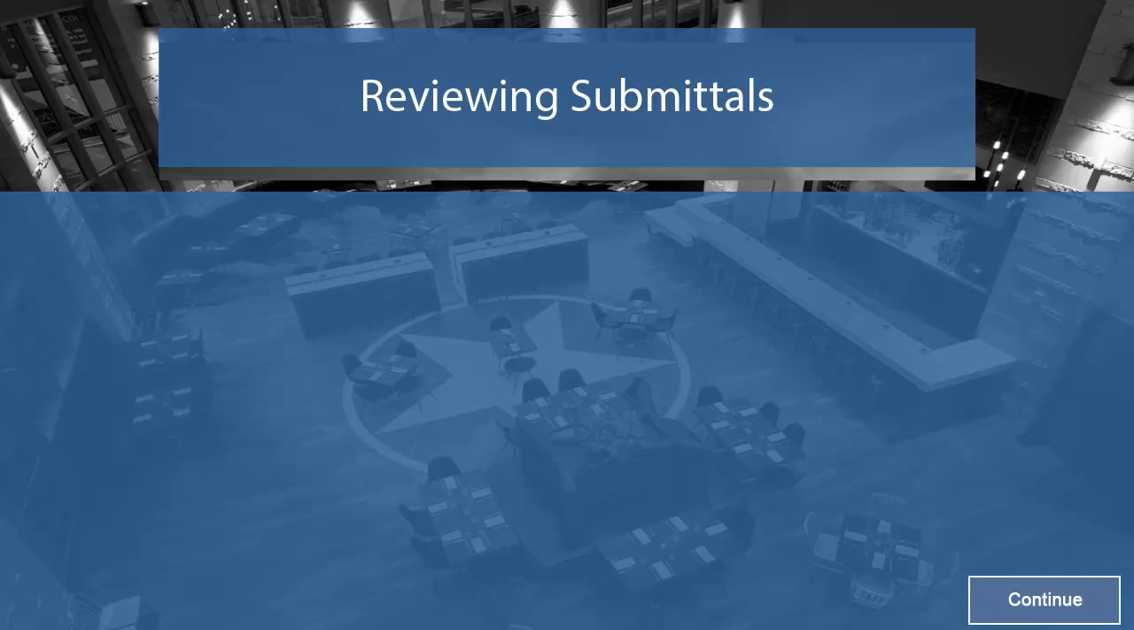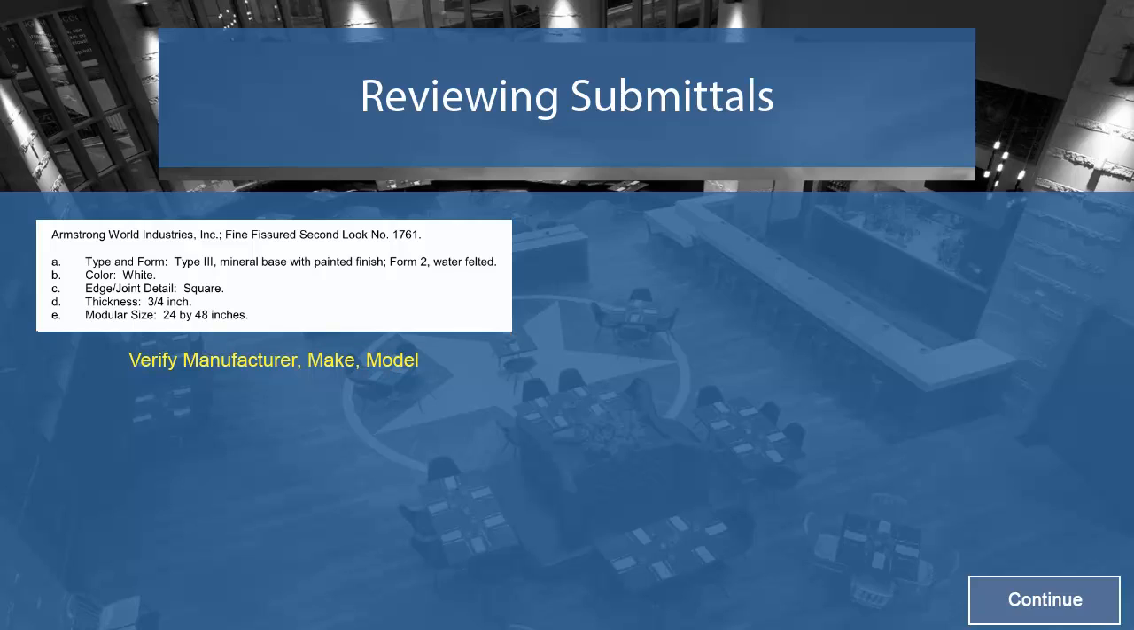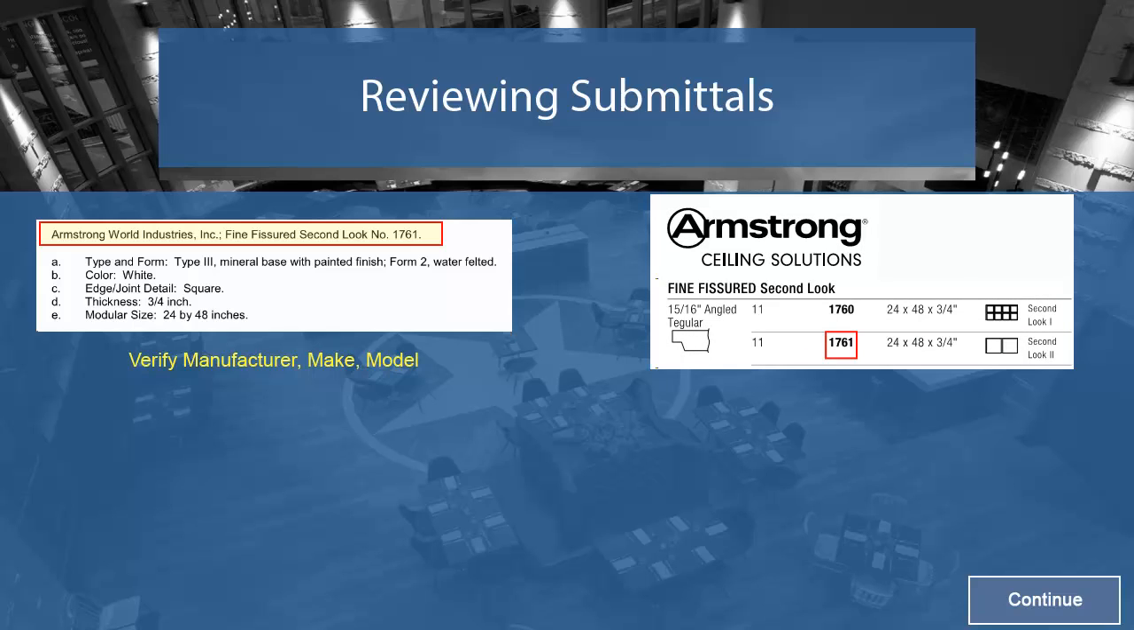The process of reviewing submittals follows a few basic rules. The most important thing to do when reviewing a submittal is to verify three pieces of information: the manufacturer, the make, and the model number of the product. In this example, we see that the manufacturer is Armstrong World Industries, the name is Fine Fissured Second Look, and the model number is 1761. The submittal shows the same information, and the model number has been highlighted by the vendor, so we know the right material is being supplied for the project.